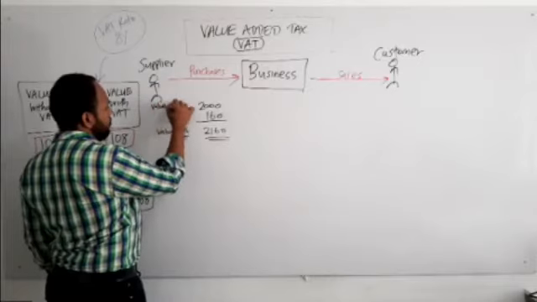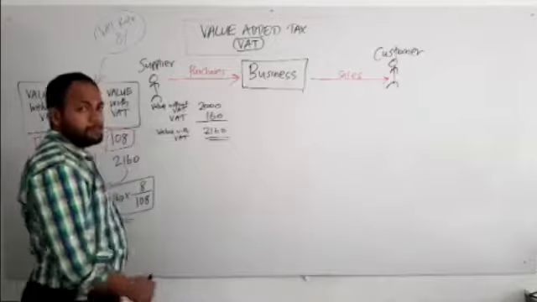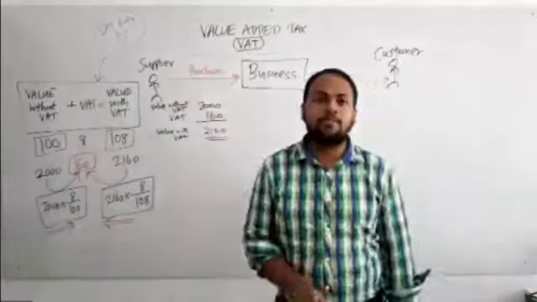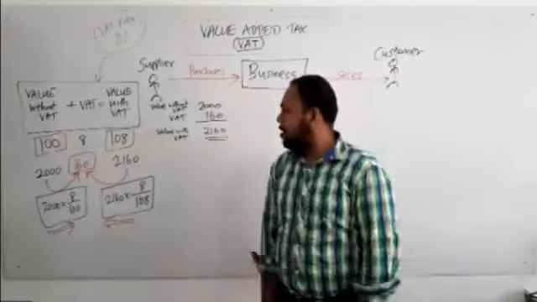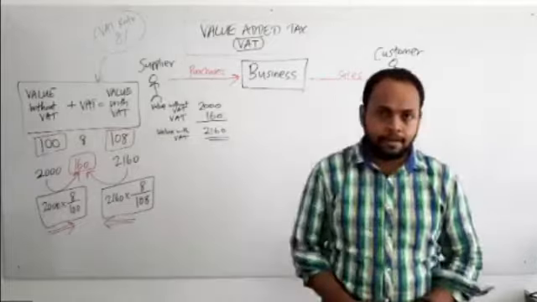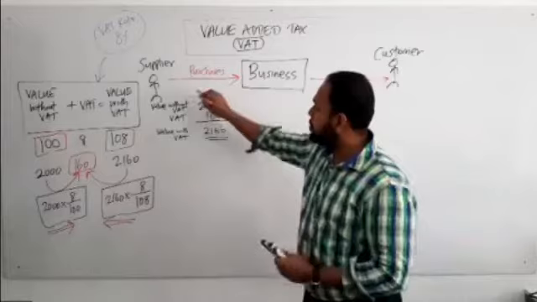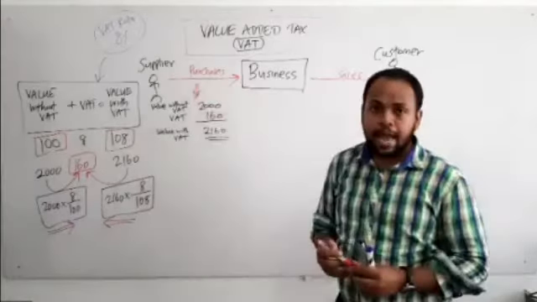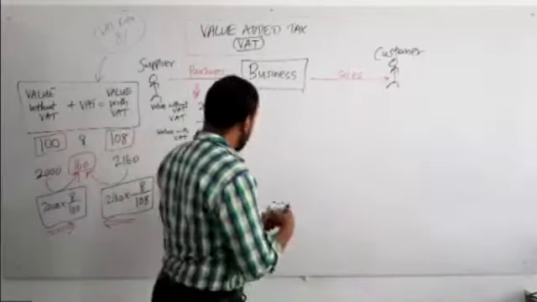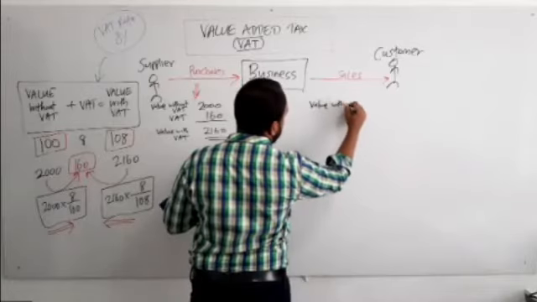Let's take it. Value without VAT is 2000, VAT at 8% is 160, and value with VAT is 2160. That is our purchases. And we are going to sell this same stock, so we are selling to our customer.